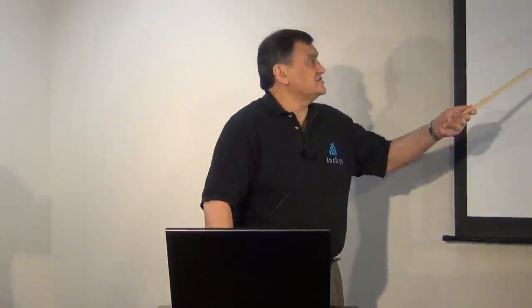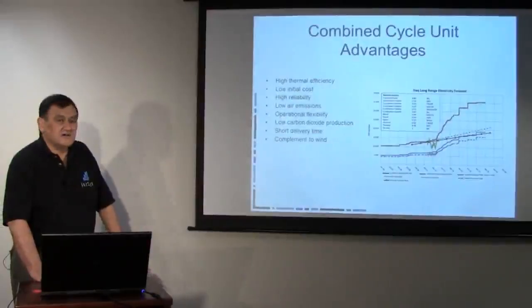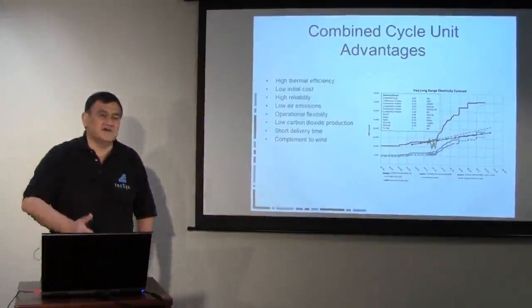and combined cycle systems. So again, we have high thermal efficiency, relatively low initial cost, high reliability, low air emissions, low carbon dioxide production compared to coal, short delivery time, and they can be a very good complement to wind. Basically, as the wind comes and goes, the combined cycle units have the ability to fill in. And with the fast start ability and the ramping ability, effectively what it means is that all that wind energy is further reducing the net effect and reducing the total cost and the amount of fuel that you have to burn.